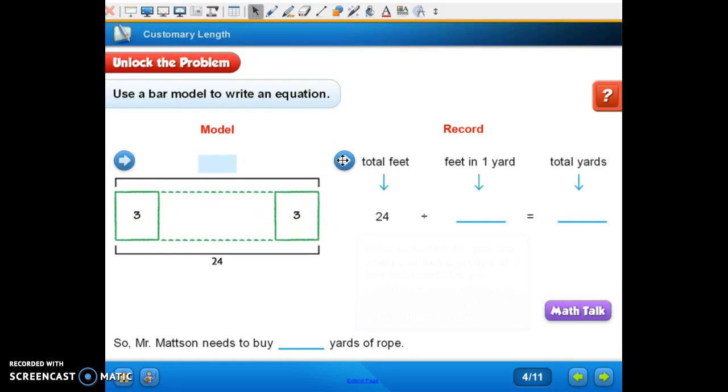Okay, so 3 feet divided by what? 24 divided by what? How many feet in a yard? 3. There's a total of 8. So Mr. Matson needs to buy 8 yards of rope.